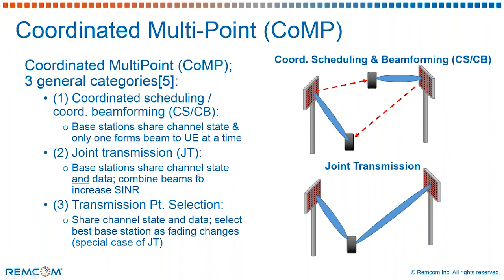A second type is joint transmission. In this case, base stations share not only channel state information, but also the data that needs to be transmitted. And from this, they can combine their beams and form a stronger beam to a device. This is particularly useful when the device is along the cell edges, where this can increase the signal to interference plus noise and increase the throughput. And a third type is a special case of joint transmission called transmission point selection. In this case, the base stations share channel state and data, and that allows them to make decisions to dynamically choose which base station should be transmitting at any point in time.